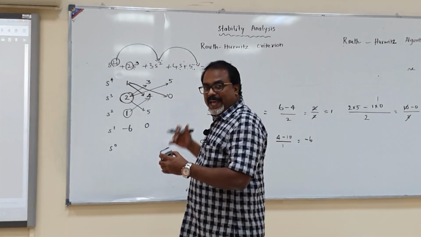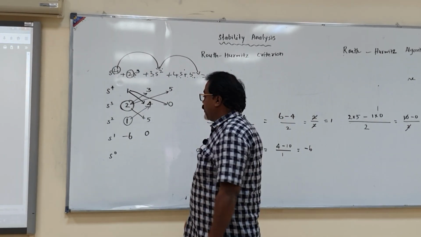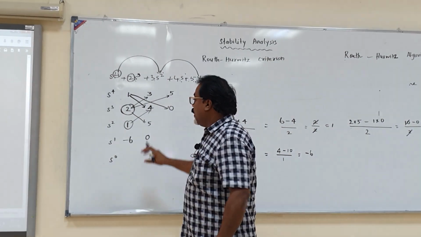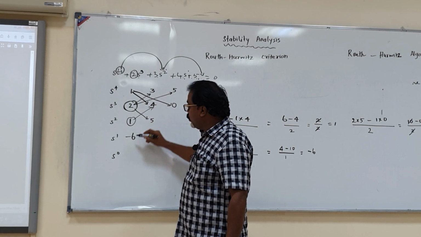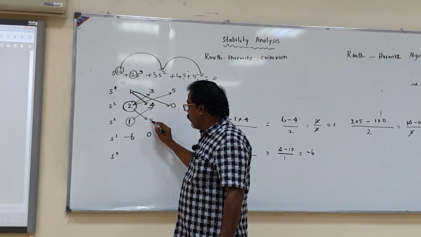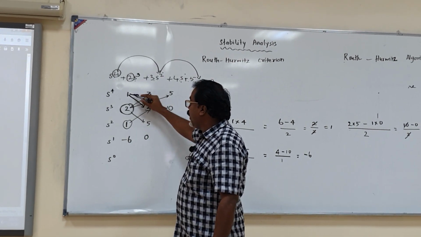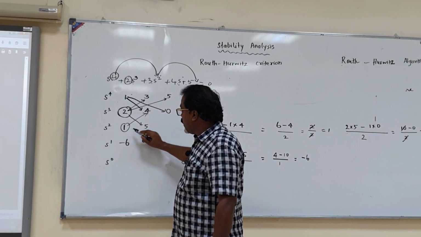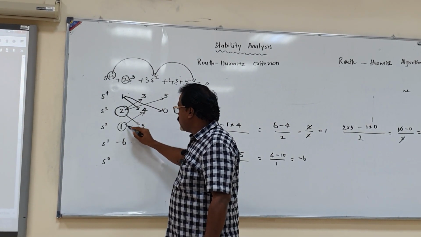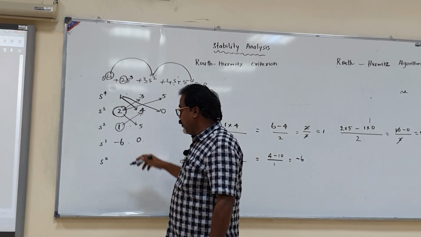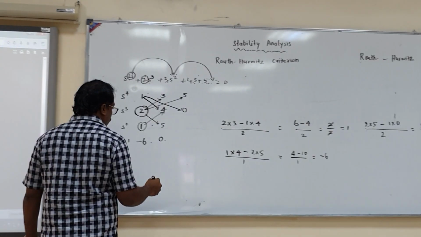So, now again you have to apply the Routh Hurwitz algorithm. How can I apply? Now, you take the latest 2 rows. What are the latest 2 rows? Minus 6, 0, 1, 5. This is the latest 2 rows. Why? The first row is there, second row, third row, fourth row. The fourth row is the latest, and before the latest it is 1 and 5. So, these 2 rows I am going to take.